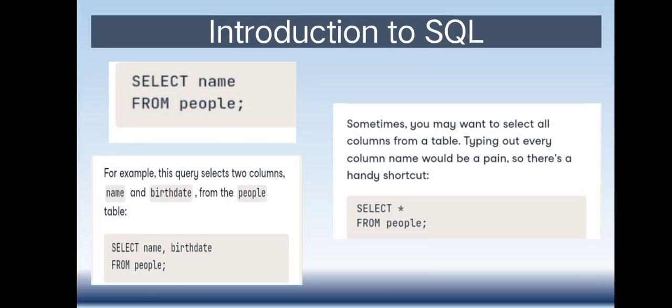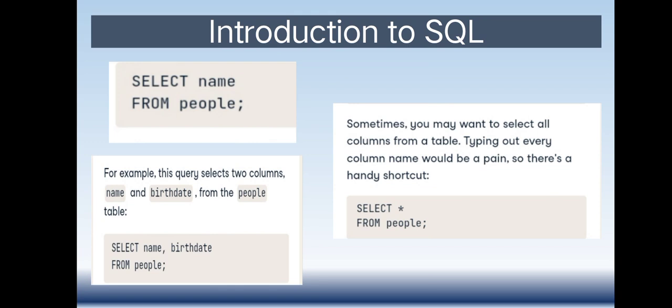Second one is how to select multiple columns. So in the real world, we will often want to select multiple columns, and luckily SQL makes this really easy. To select multiple columns from a table, simply we will separate the column names with commas. As we can see in the second example, the query selects 2 columns, name and birth date, from the people table, and we will select name, comma, birth date from the people table.